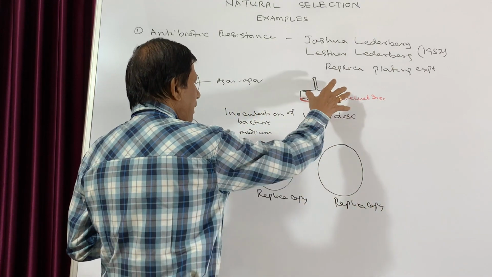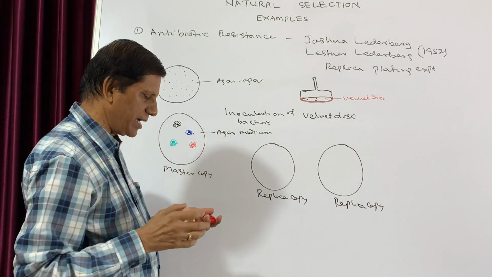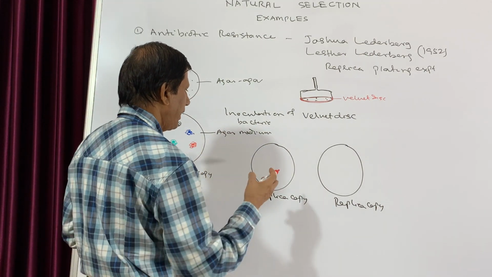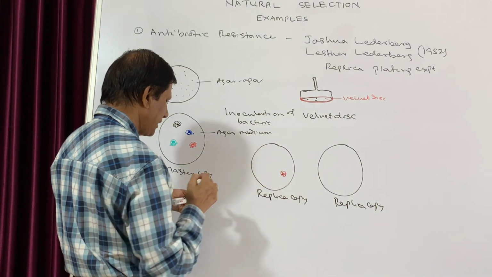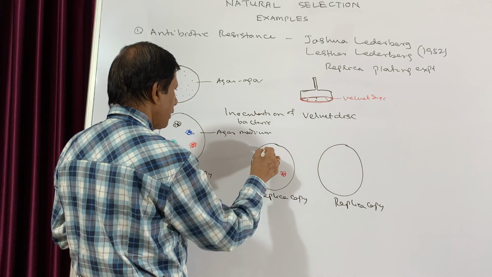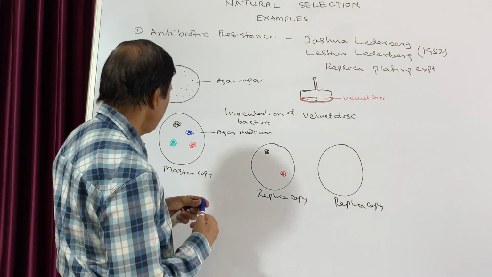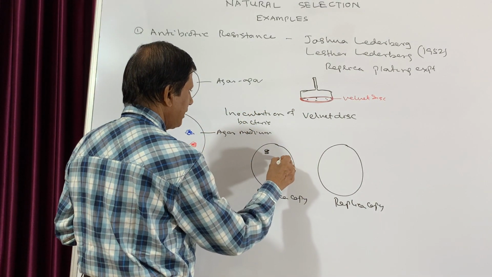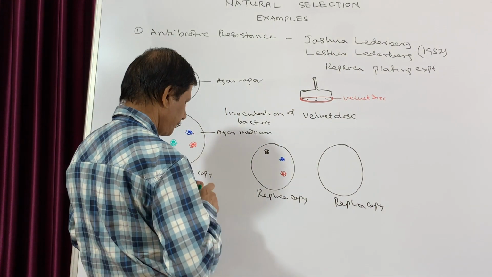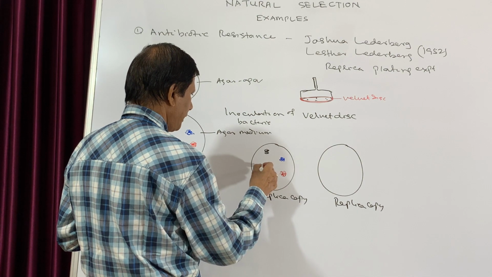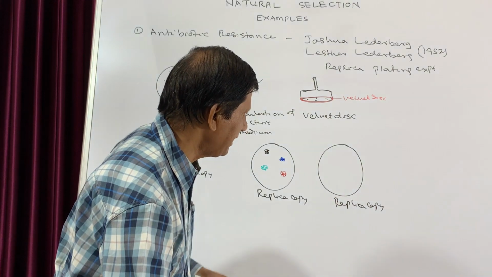Now you put this velvet disc here, and this is only minimal medium, nothing else is there. Now what will happen? Here you will find that the bacteria coming from this place are gradually growing, and this one also is growing in the replica copy. Then this one is also growing in the same place, and the other one is also growing in the same place. This is the replica, at the same place they will grow. But you should look at this other replica copy.